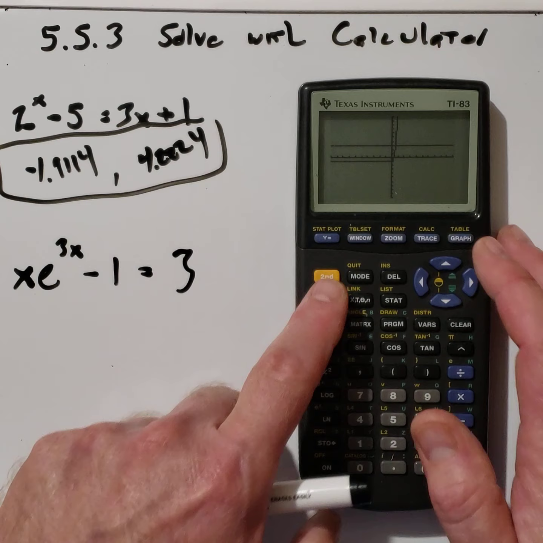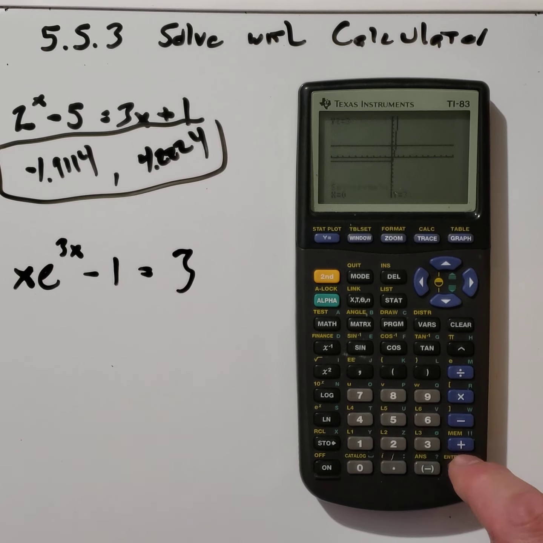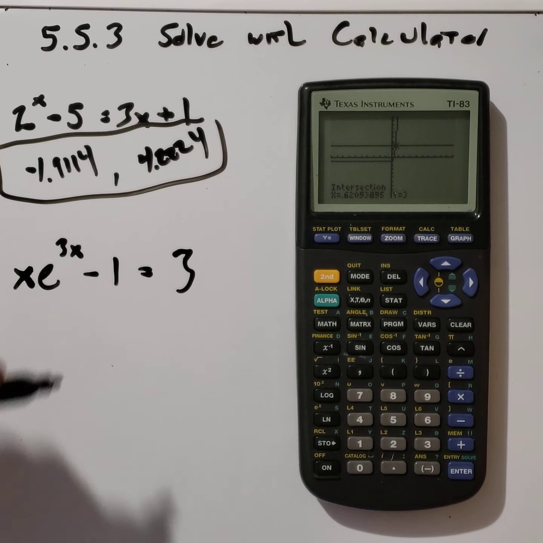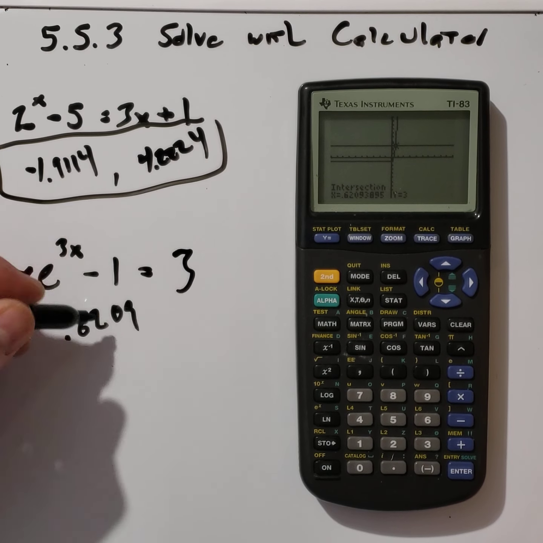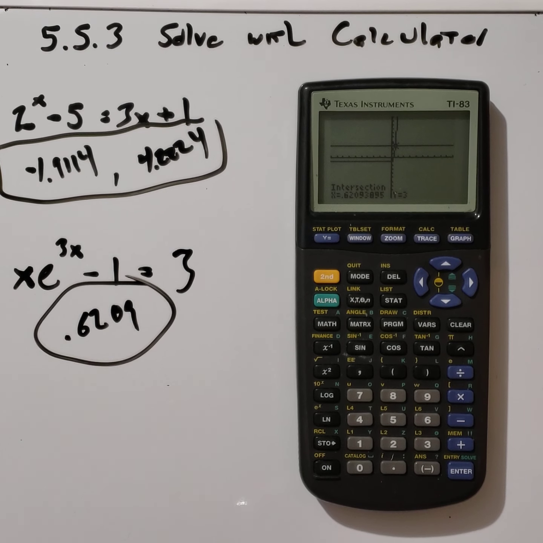And we find it the same way. Second calc 5, enter, enter, enter. Nope, no snags this time. Get 0.6209. All right, like I said, very easy.